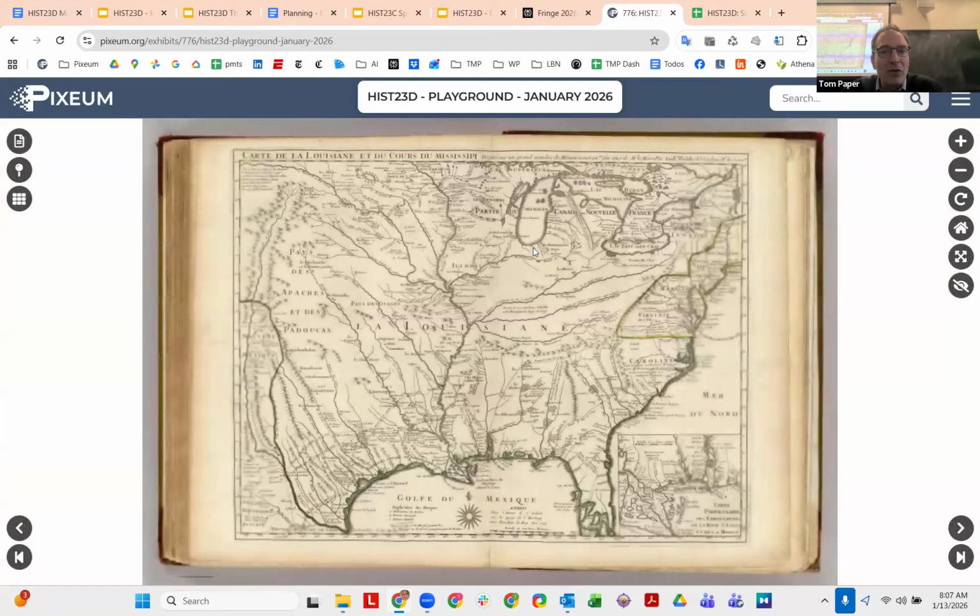Okay, let's go to the other map, the one called Louisiana. Let's take the next 7 minutes and look at it. You can talk to each other. We won't circle up for this map. Go ahead and dive into this one, which was published in 1718. The one we just looked at was 1720.